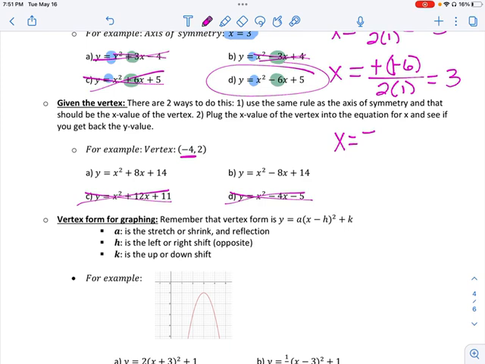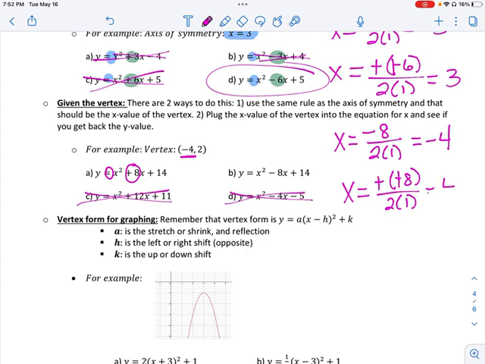So I'm going to try A first. If I go negative of my B divided by my 2A, so negative of 8 divided by 2 times 1. So negative 8 divided by 2 is a negative 4. Okay, let's try the other one. If I go negative of negative 8 divided by 2 times 1, negative of a negative turns that positive, and that would get me a positive 4. That's not what I'm looking for because I know the x value has to be negative. So I know my choice has to be A.